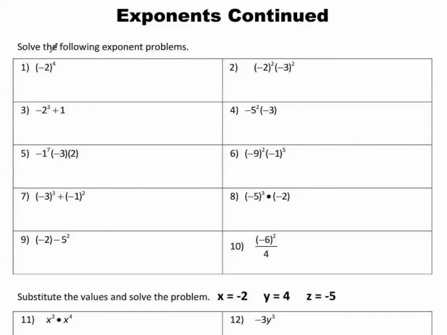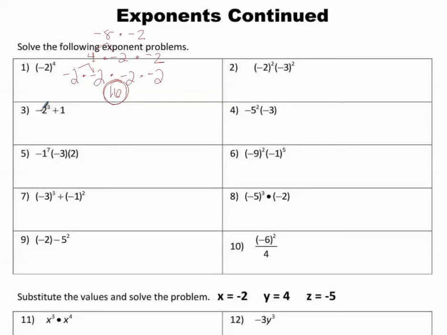Problem 1, negative 2 to the 4th power. The negative 2 is in parentheses, so that means you're multiplying the negative 2 4 times. Negative 2 times negative 2 is 4. 4 times negative 2 is negative 8. Negative 8 times negative 2 is 16. Circle your final answer.